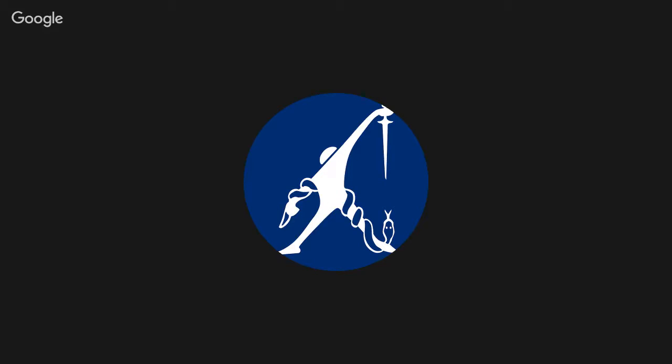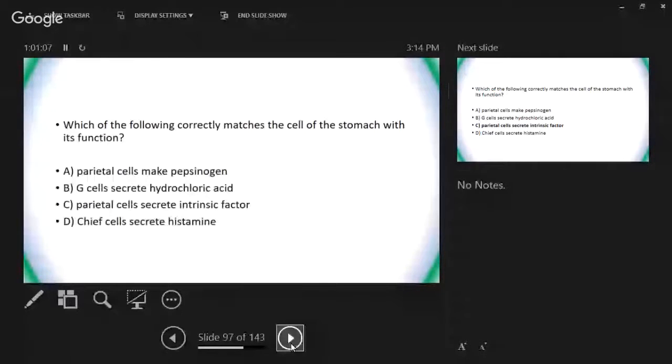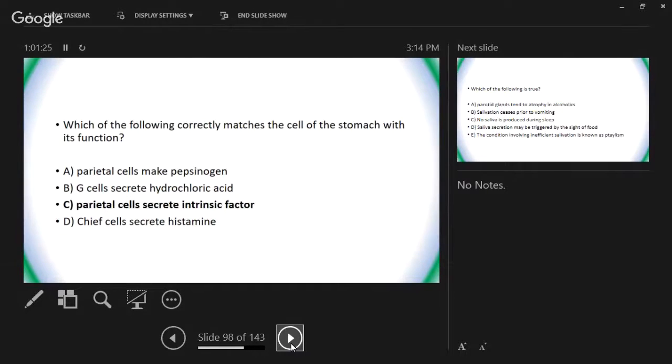All right, which of the following correctly matches the cells of the stomach with its function? We're going to go there. You three over there, let's go. C. Well done. So parietal cells make acid as well as intrinsic factor, so important for your B12 absorption also.